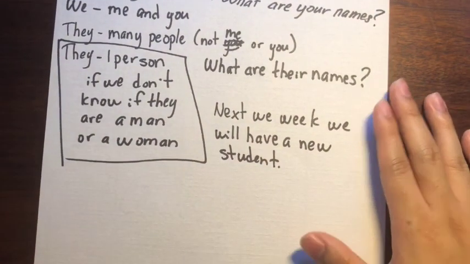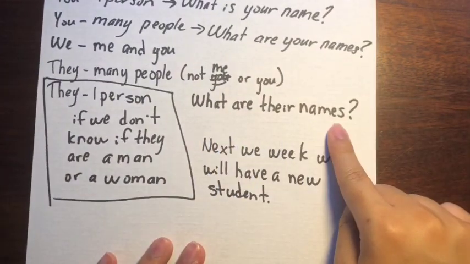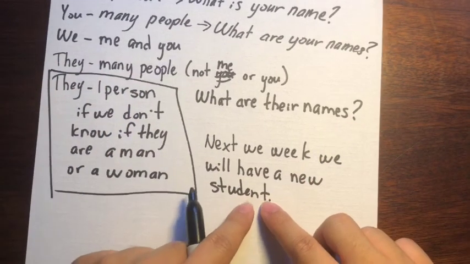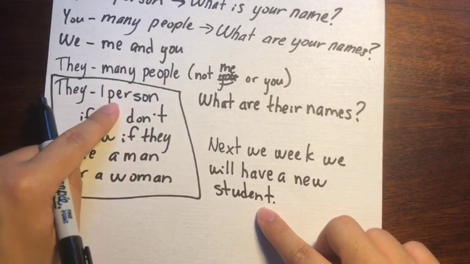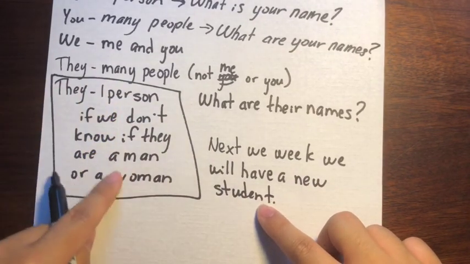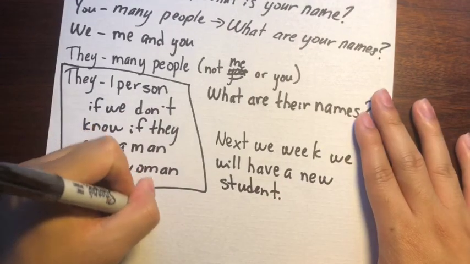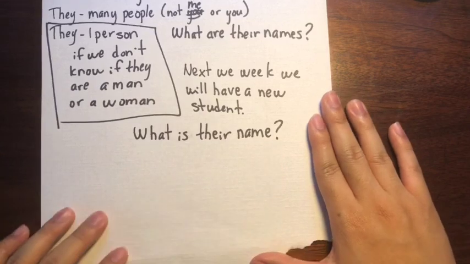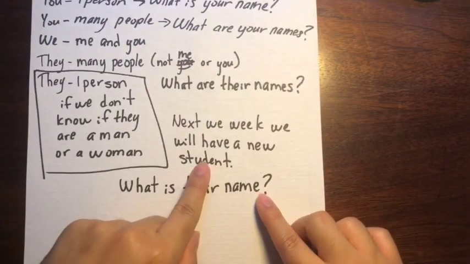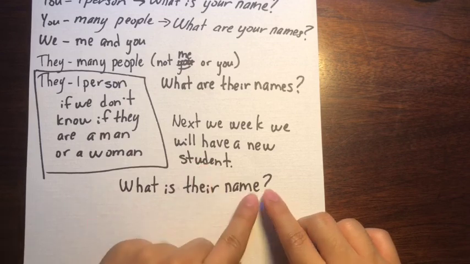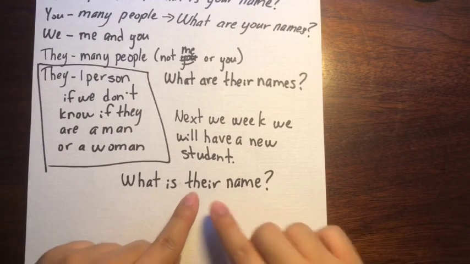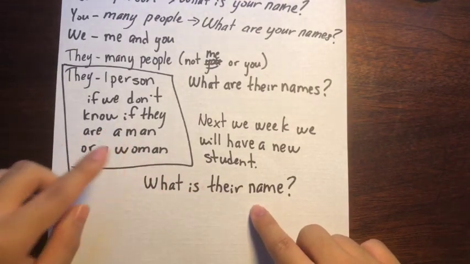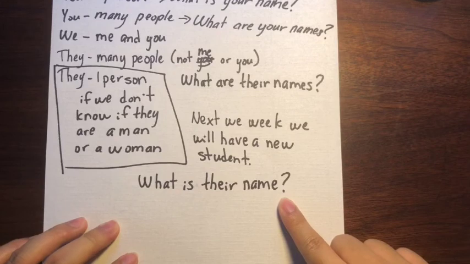So we don't say what are their names, because they here is for many people. The student here is only one person. But the student, we don't know if they are a man or a woman. So we say, what is their name? The new student is only one person, so there's no S here. But we use the word their because we don't know if the person is a man or a woman. So we say, what is their name?